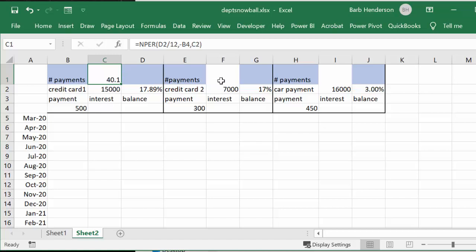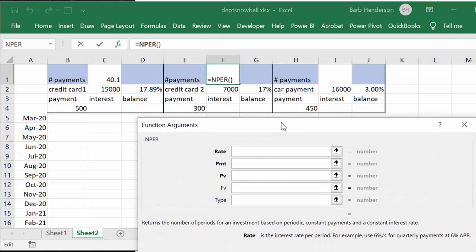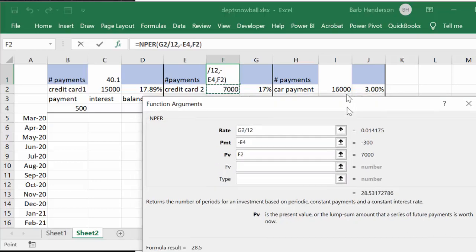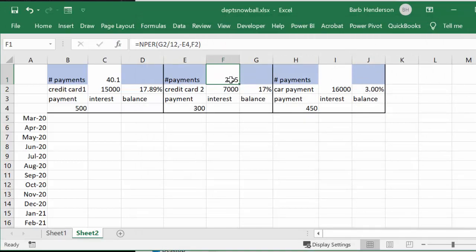Okay, so let's do this again for the second one. I'm going to get my NPER up, and I'm going to say OK, same thing. The rate is this divided by 12 for 12 months of the year. The payment is negative because we're taking it away from our balance, so it's negative this value. And our present value is the $7,000. And we say, okay, fine. And there it's going to take you 28 months.